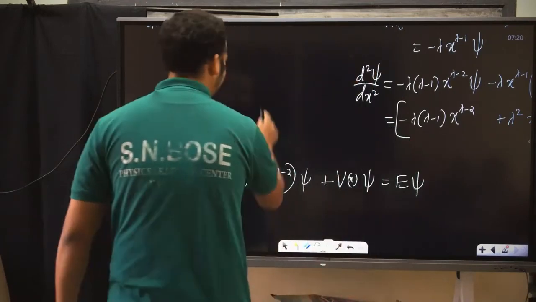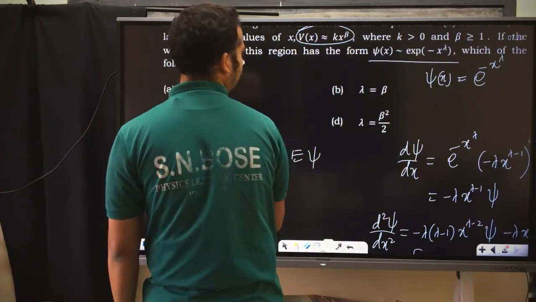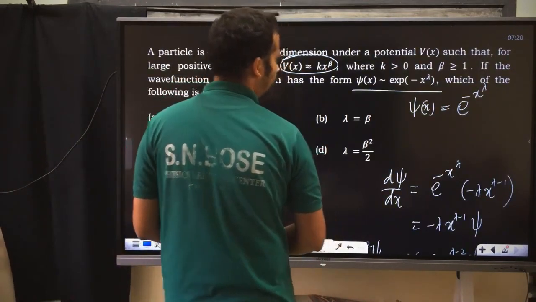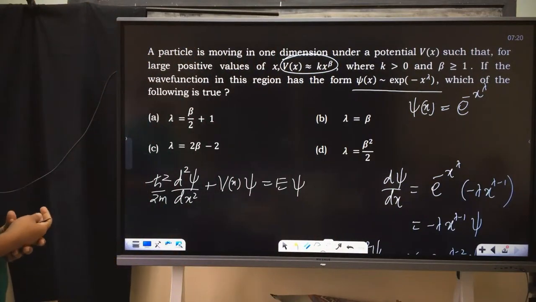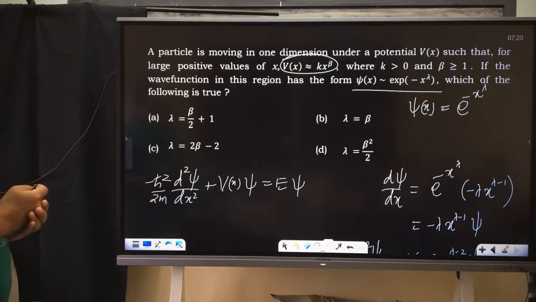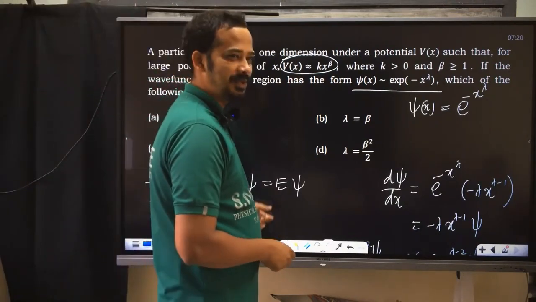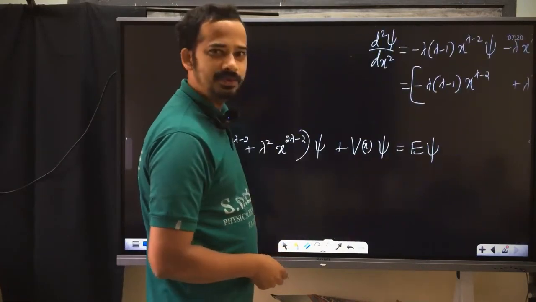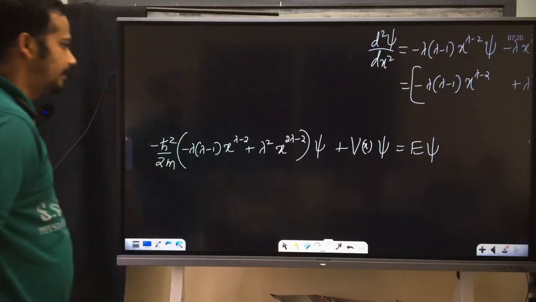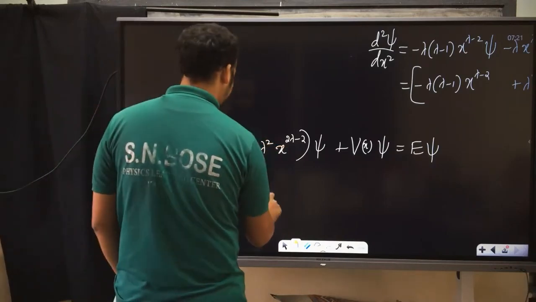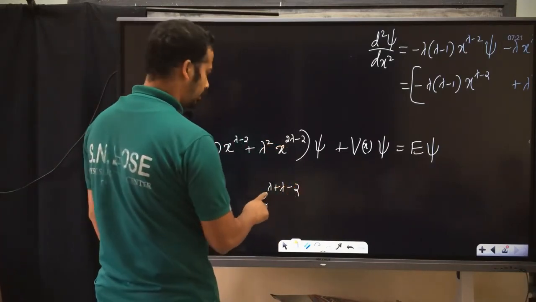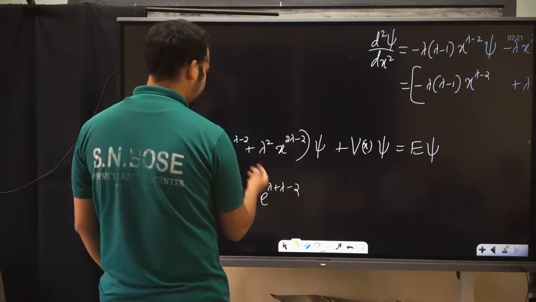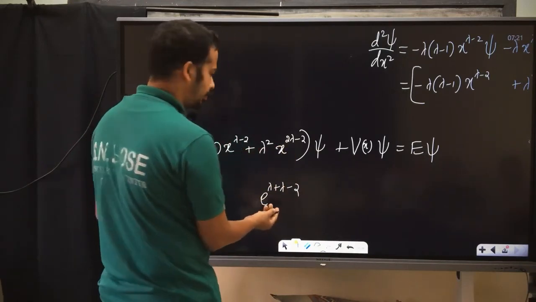Now, when x is very large, what will happen to e power minus x power lambda for large positive value of x? Zero. If it becomes zero, the equation turns out to be zero equal to zero. How do you handle it? How do you write x power lambda plus lambda minus 2? x power lambda minus 2 can be taken common. Am I right?